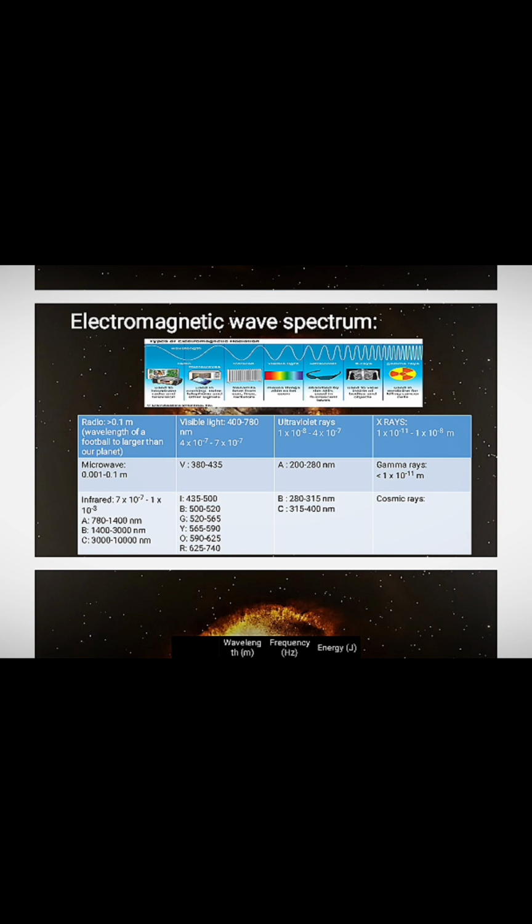X-rays fall in the range of 1 × 10^-11 to 1 × 10^-8 meters. Gamma rays fall in the range that is less than 1 × 10^-11 meter. Then finally, the highest energy waves are cosmic rays, having the shortest wavelength. I said gamma rays earlier, but the shortest wavelength belongs to cosmic rays.